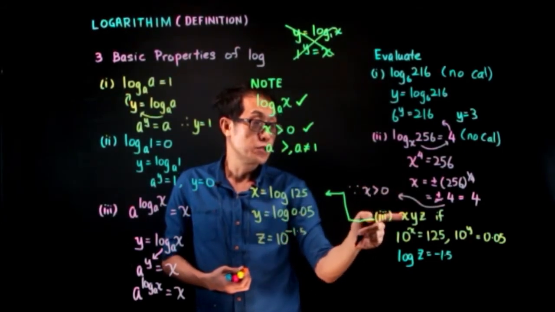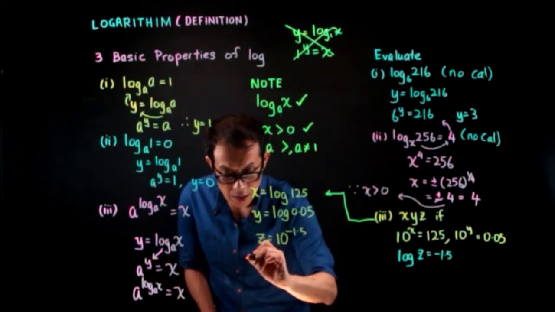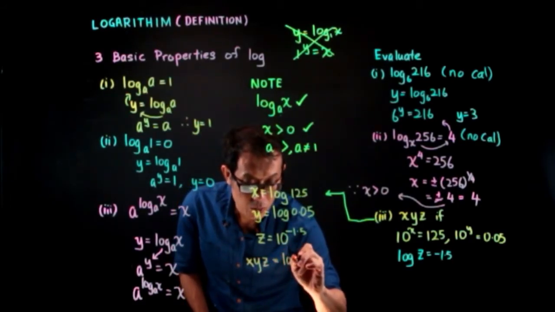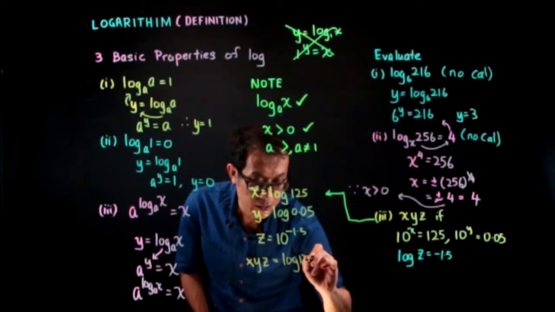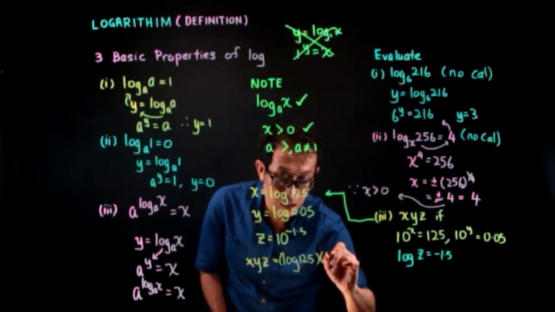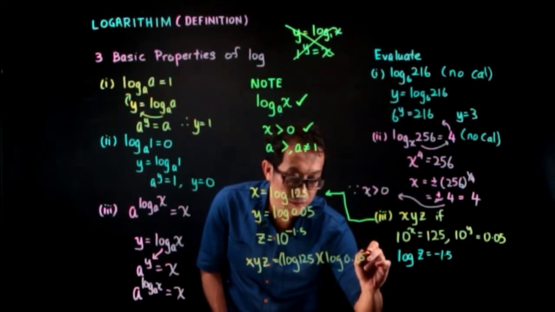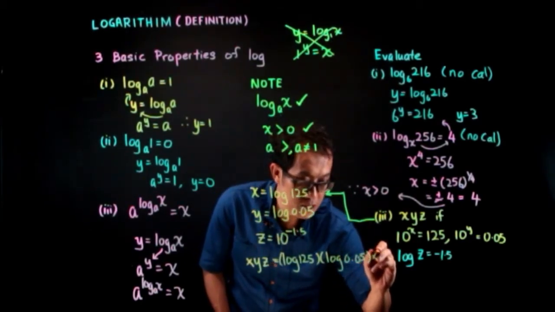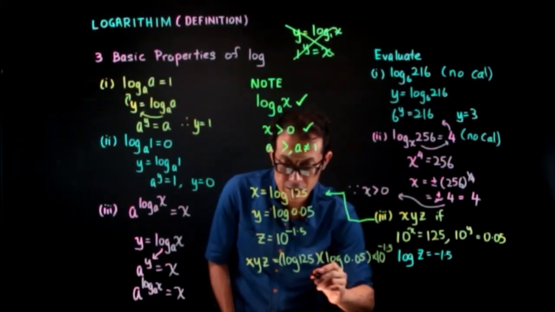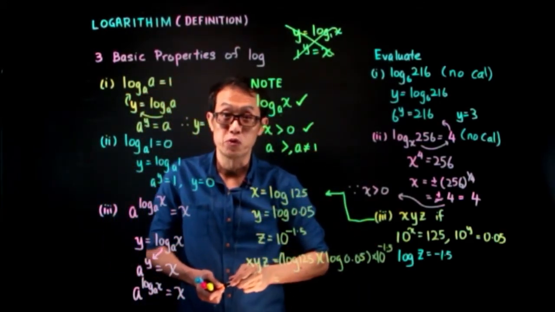For part 3 you can use a calculator. So what you can do is x times y times z will be equal to log 125 times log 0.05 times 10 to the power of minus 1.5. I leave the punching of the calculator to you.